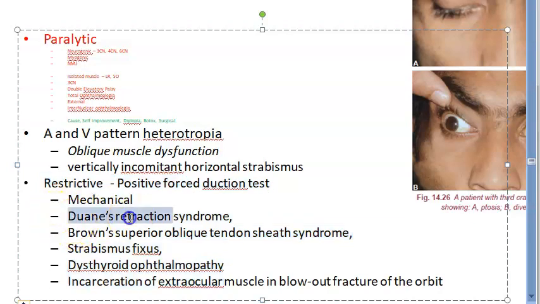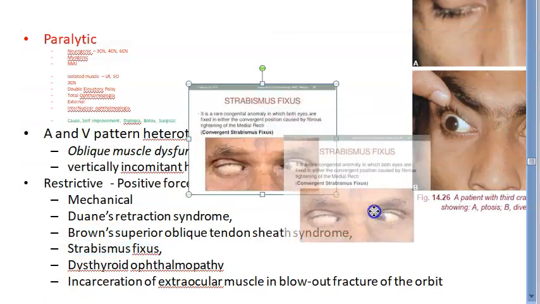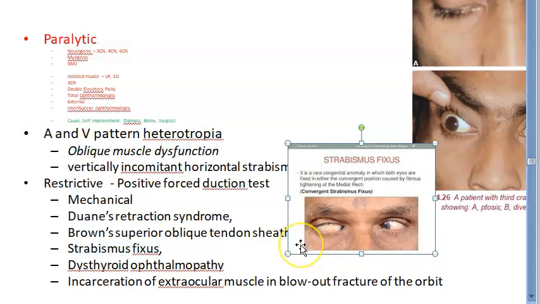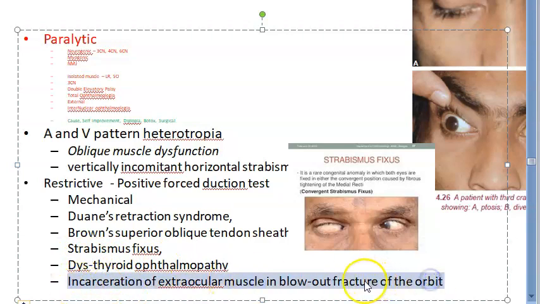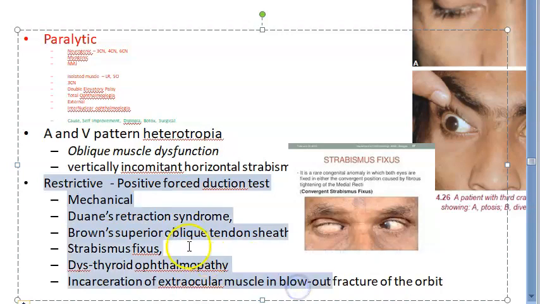The causes are Duane's retraction syndrome, Brown's superior oblique tendon sheath syndrome, strabismus fixus. What is strabismus fixus? This looks interesting. A rare condition characterized by bilateral fixation of eyes in convergent position due to fibrous tightening of medial recti. Oh my. Restrictive, or both the medial recti have become tight. Then you have dysthyroid ophthalmopathy. This is what? Some problem in the thyroid. Incarceration of extraocular muscle in blowout fracture of the orbit. Some fracture of the orbit.